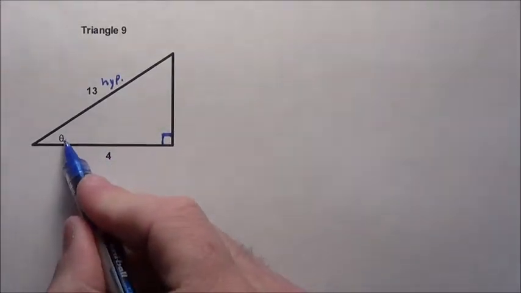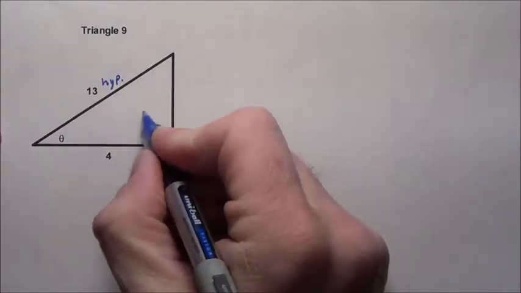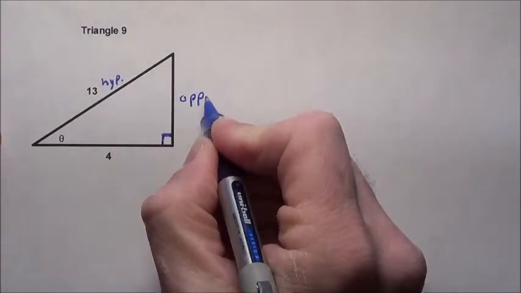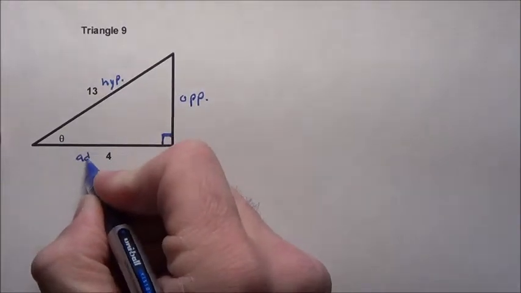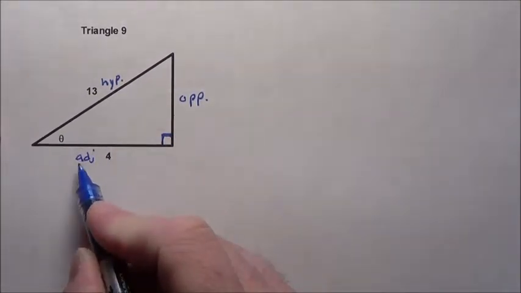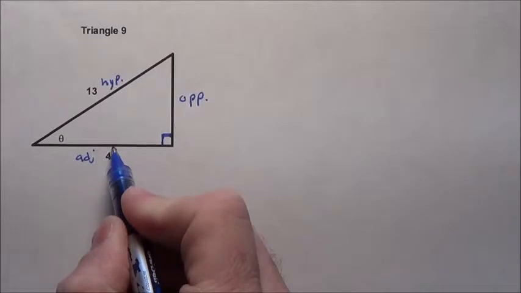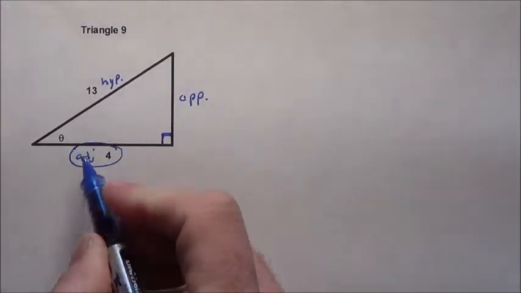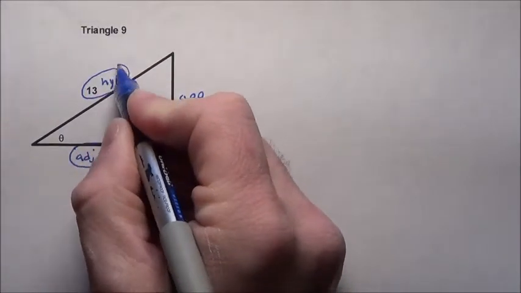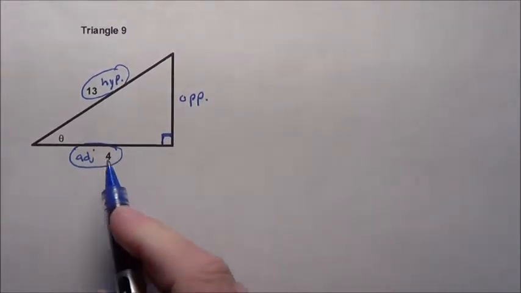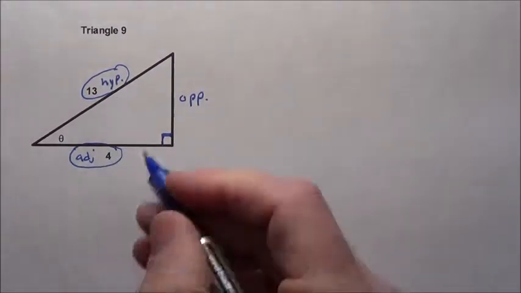In this case, here's the angle theta we're trying to figure out. Across from it, that's going to be called its opposite side. And right beside it is going to be called its adjacent side. So in this case, with this problem, we have the measurement for the adjacent and we have the measurement for the hypotenuse. So we want to use the trig function that deals with adjacent and hypotenuse.